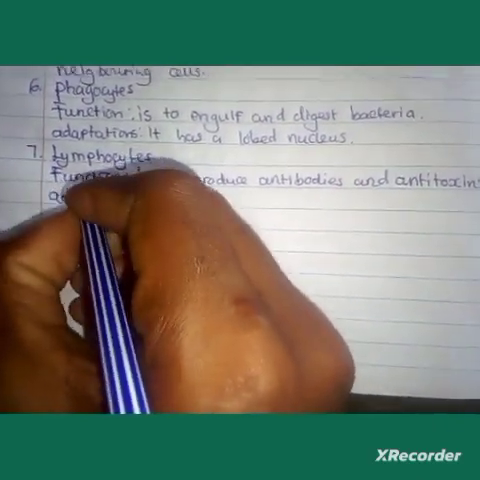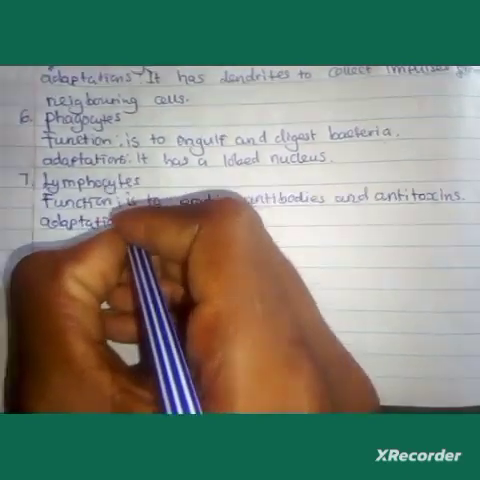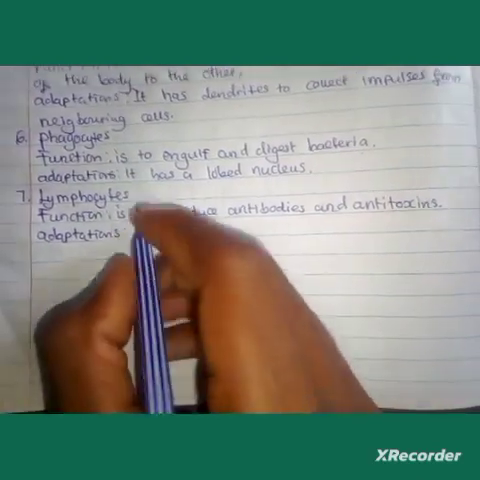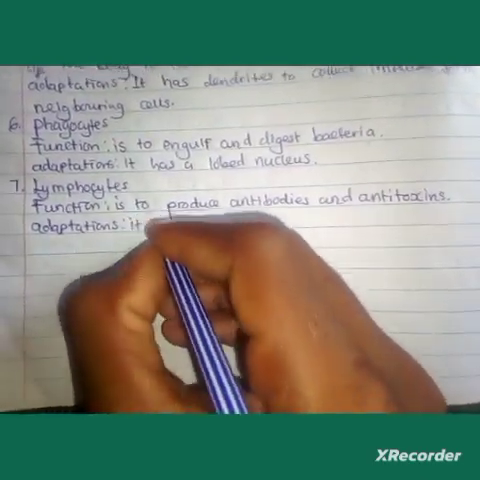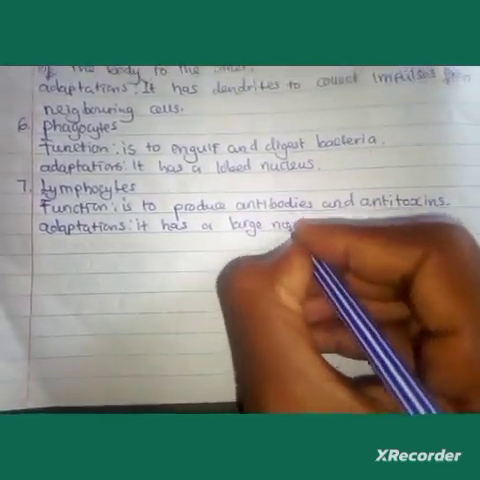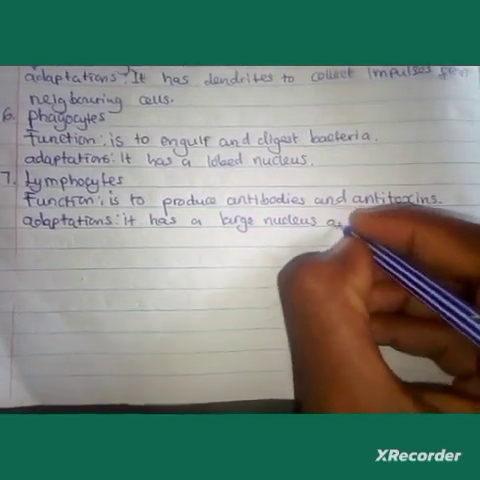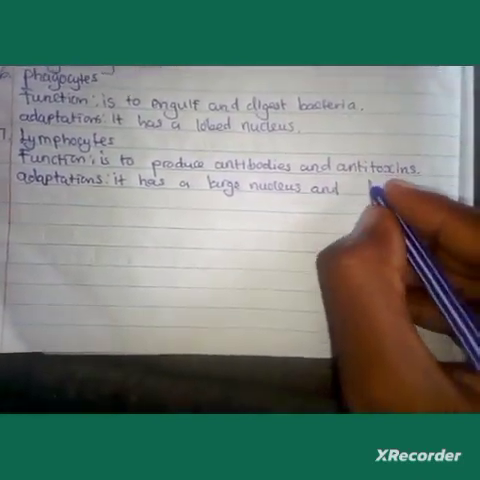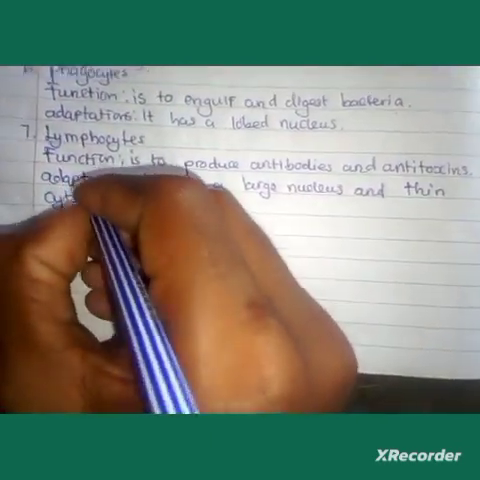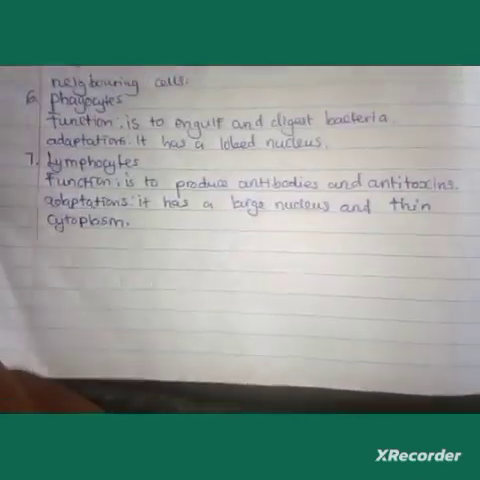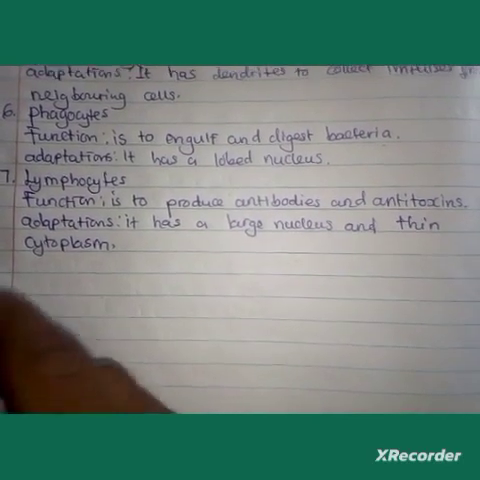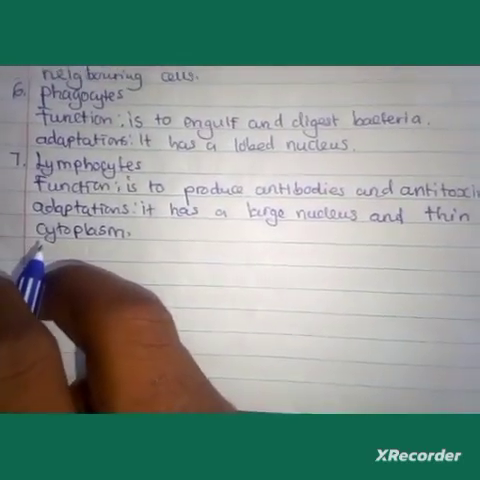Adaptation: it has a large nucleus and thin cytoplasm. Okay, guys, yeah, those are the specialized cells.